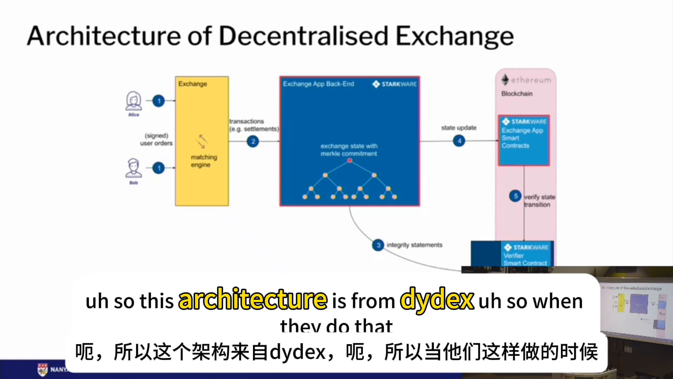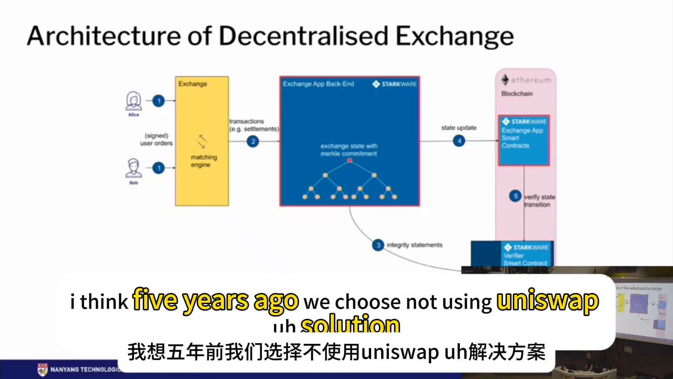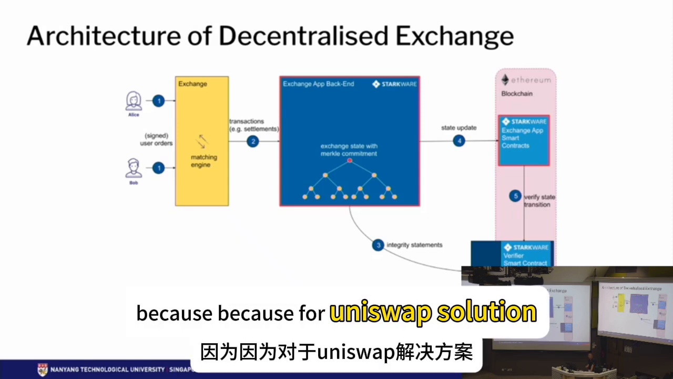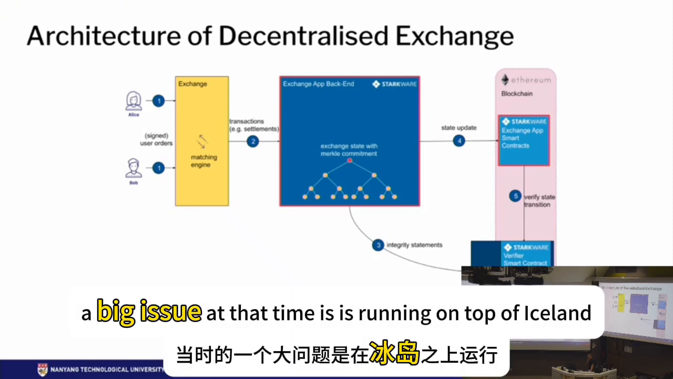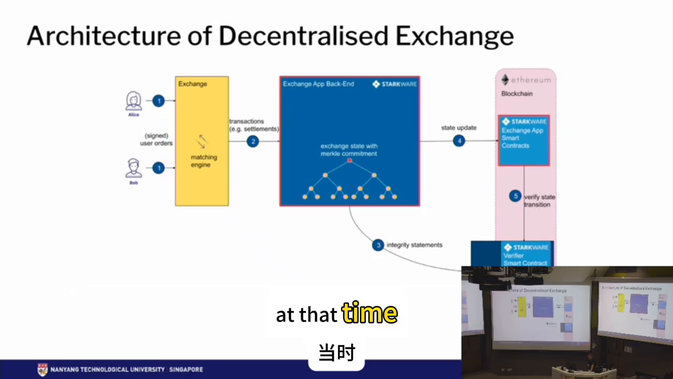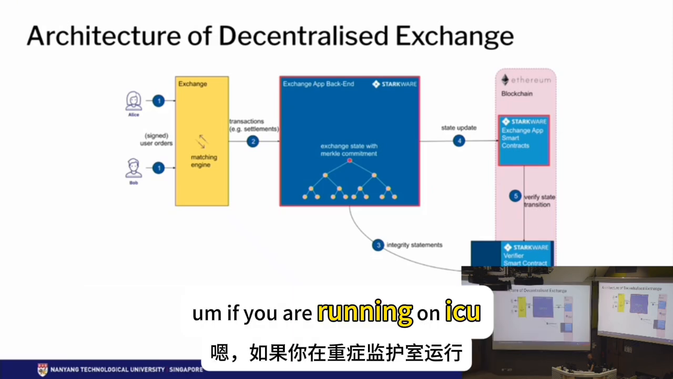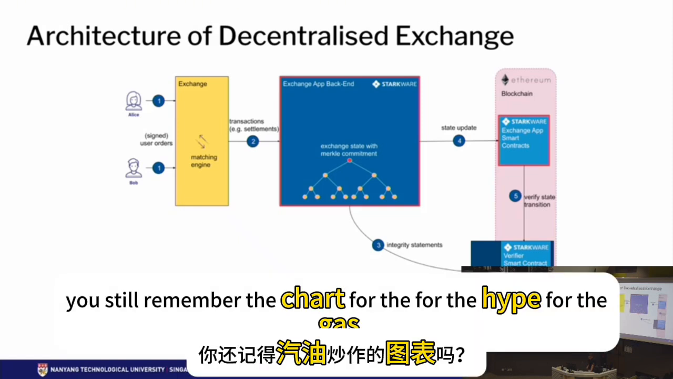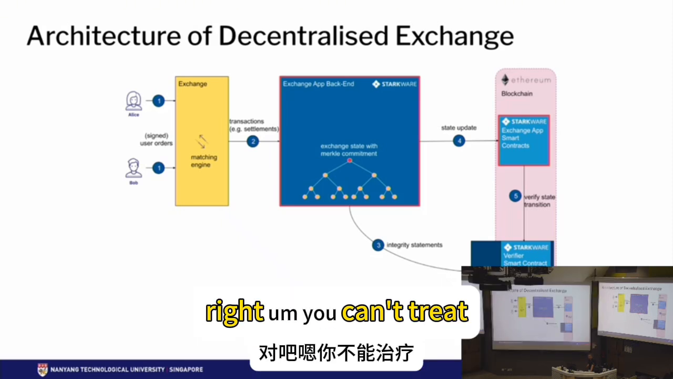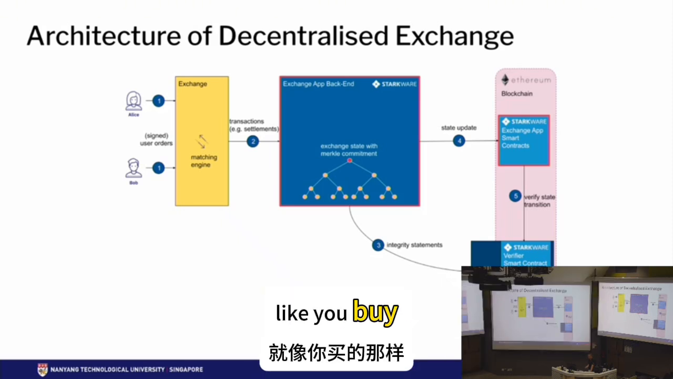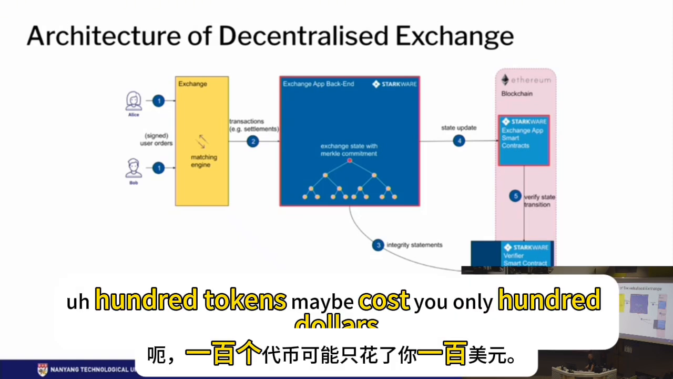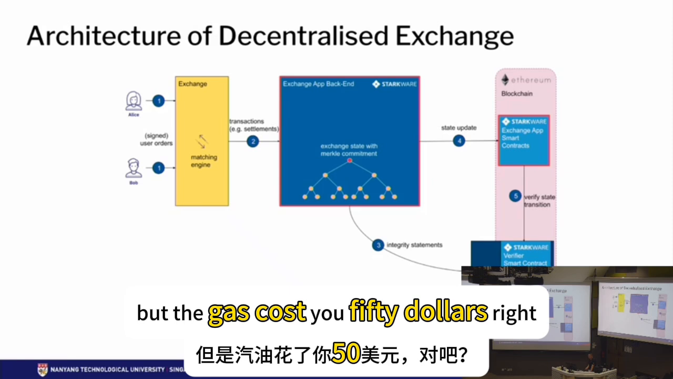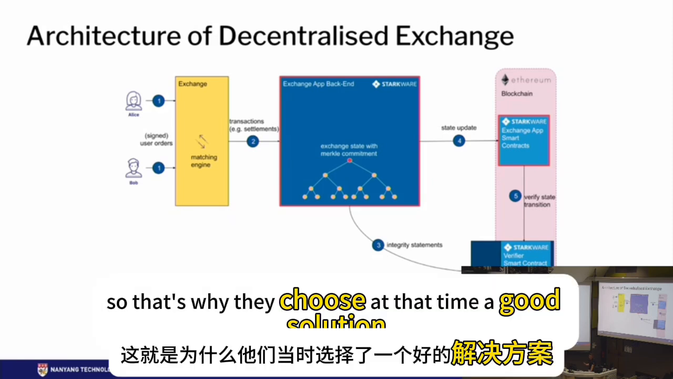So when they did that, about I think 5 years ago, they chose not to use the Uniswap solution because the big issue for Uniswap at that time was that it ran on top of Ethereum. If you are running on Ethereum, like ICO time, you still remember the chart for the hype or the gas, right? You can't trade. Like you buy 100 tokens, maybe cost you only $100, but the gas costs you $50, right? It doesn't make sense. So that's why they chose a good solution at that time.